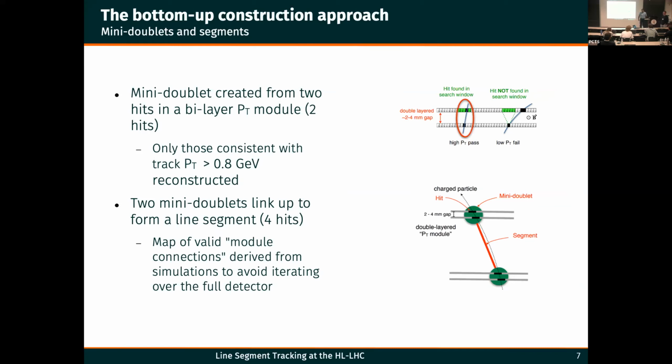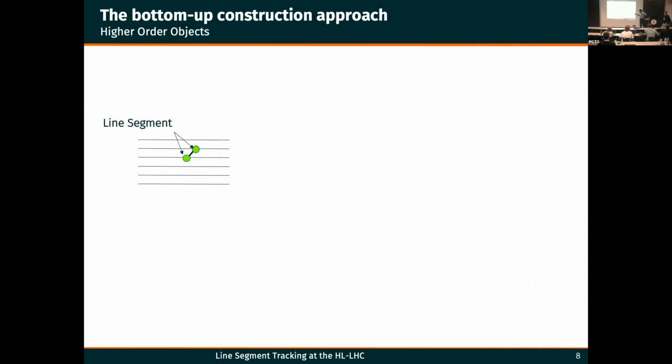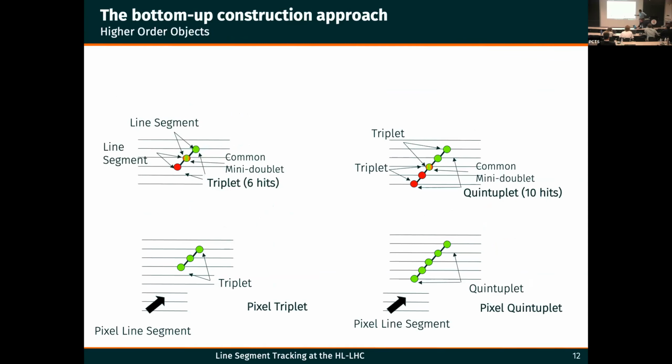I'll take one more question and then we move on. Florence speaking: when you're reconstructing your quintuplets, are you able to also reconstruct some which have missing mini doublets in between? Currently we don't, and that's where we expect the pixel triplets to help out.